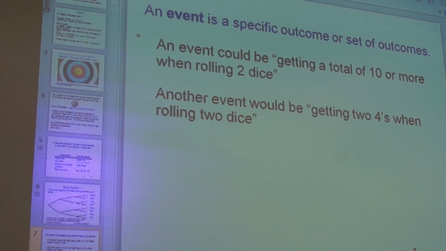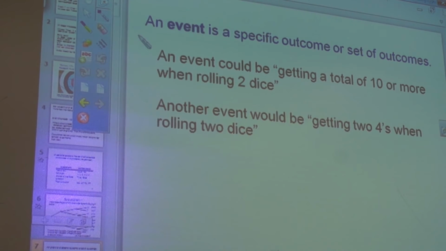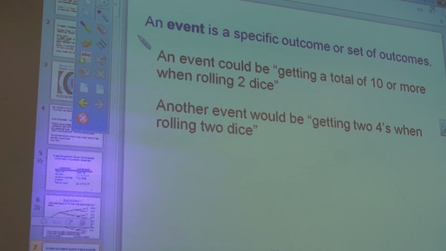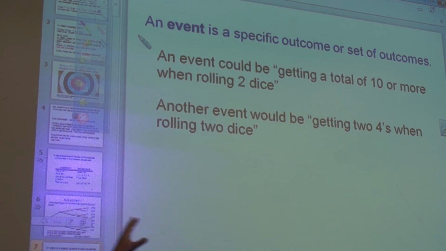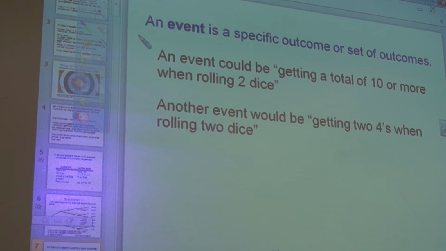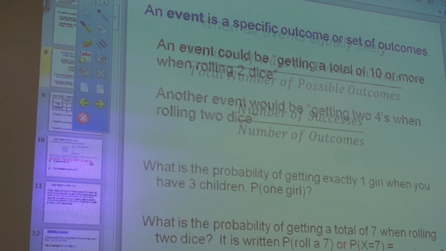All right, an event. That's a specific outcome or set of outcomes. Like last class we found the set of outcomes getting a total of 10 or more when you roll 2 dice. That's an event. Or it could be getting 2 4s when you roll 2 dice. That's another event. There's lots of different events out there, depending on which one you're looking for.